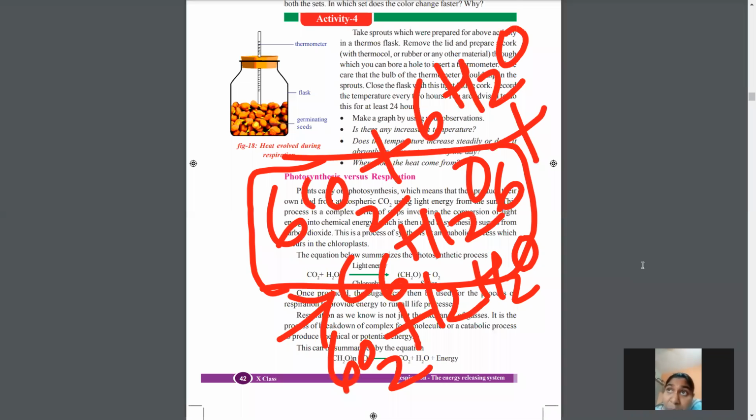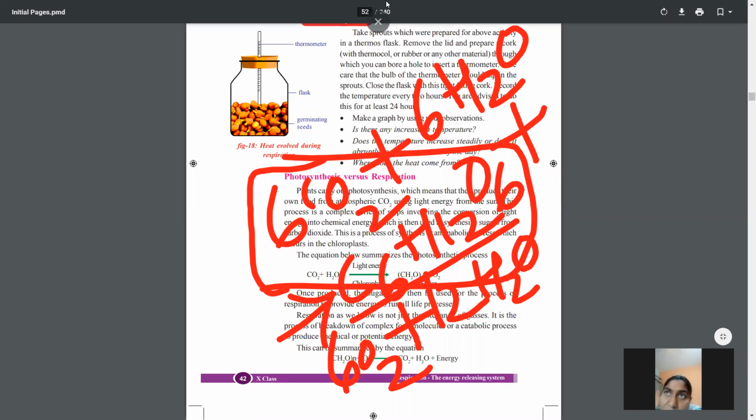Endothermic means it is absorbing energy, it is utilizing energy. Where does it get this energy from? It is getting the energy from the sunlight. It is making use of the energy from the sunlight. It is an endothermic reaction. It is an anabolic process. Anabolic means a constructive pathway. Here construction of glucose is taking place, the synthesis of sugar or starch or other carbohydrates in the plants. So this is what we call photosynthesis.